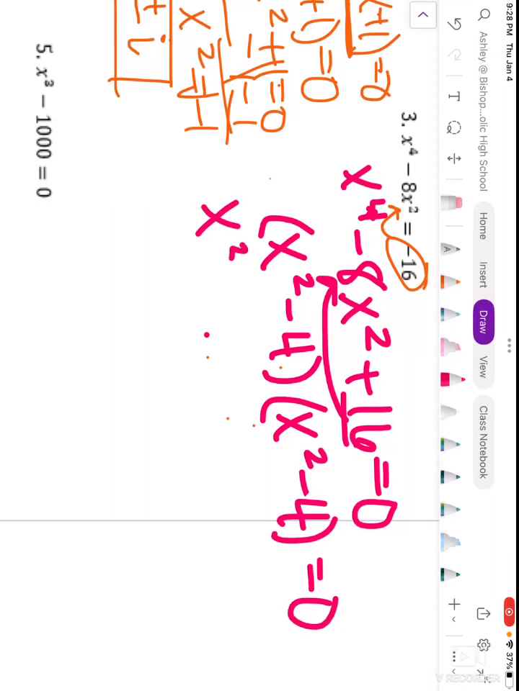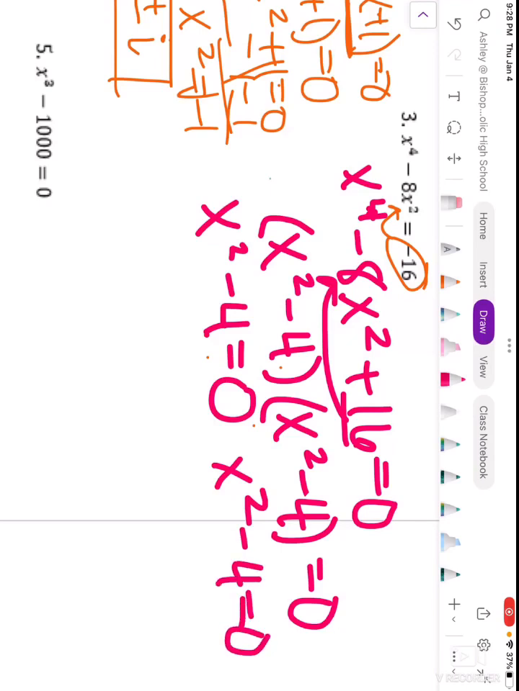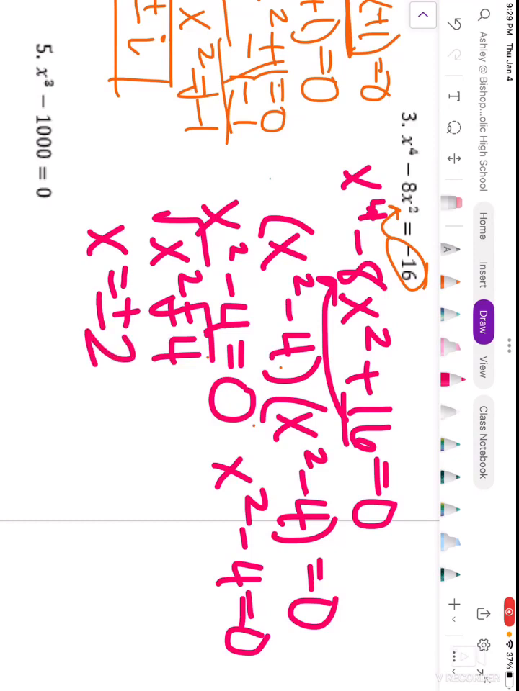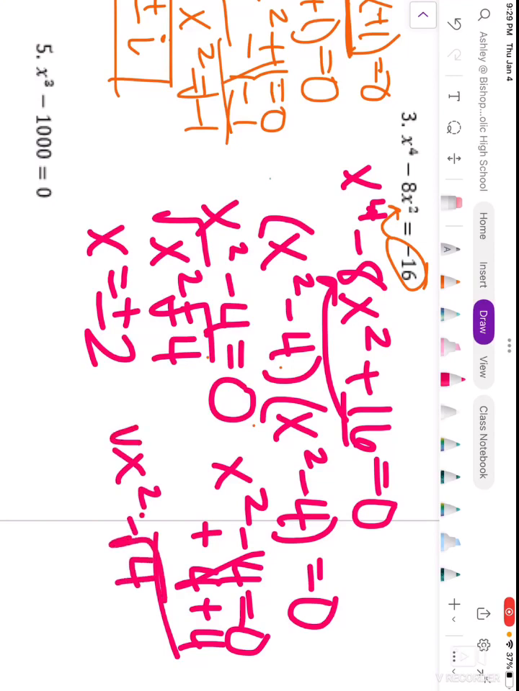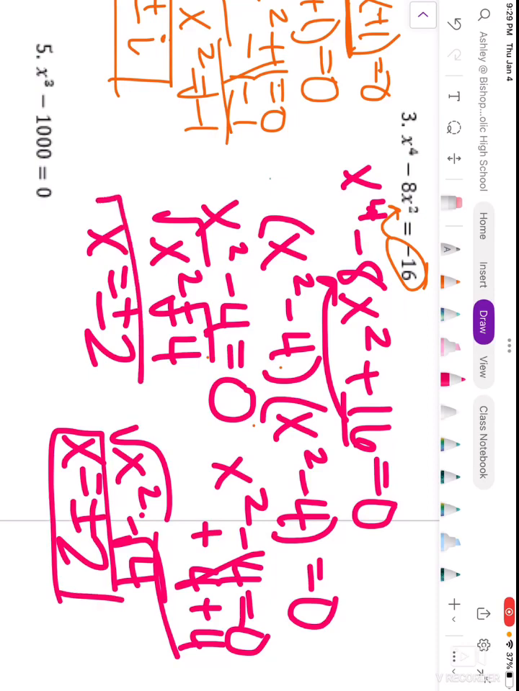Then we set both of those equal to 0 and solve, which they're the same thing, so you could just write it once and then have a multiplicity of 2 on it. So you add that 4 over, and then square root it. Square root of 4 is positive or negative 2. Same thing on this side. Add the 4 over, square root it. X is positive or negative 2. So you could just write positive or negative 2 with a multiplicity of 2.